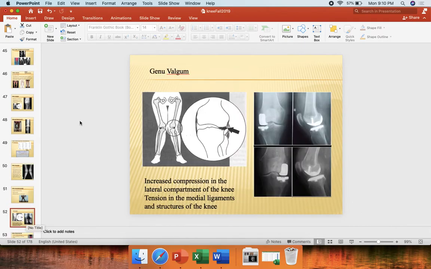So here in this image, we're going to be just the exact opposite of our Genu Varum. So in our Genu Valgum, we're going to be compressing the lateral compartment of the knee, and we're stretching the medial compartment. So that MCL is going to be stretched. You can see the hemiarthroplasty on this individual in that lateral compartment as a result of their Genu Valgum.